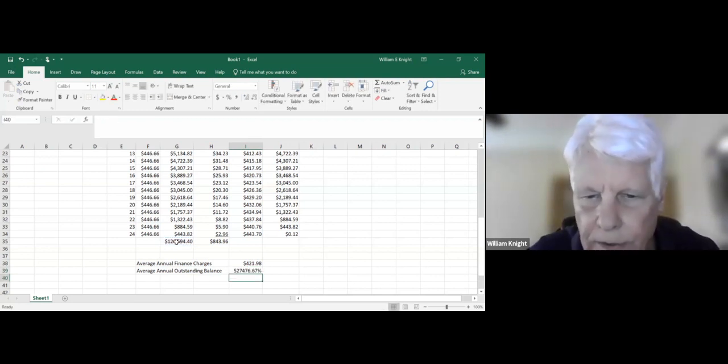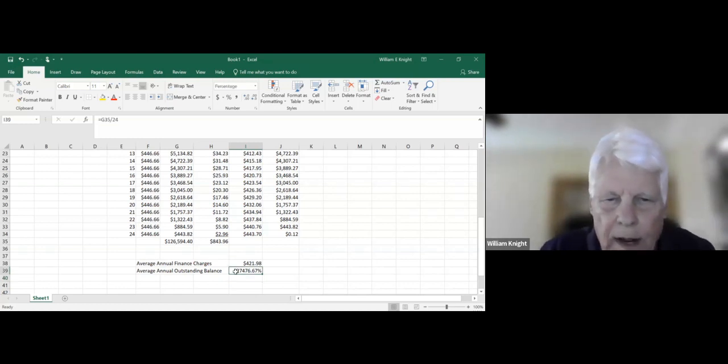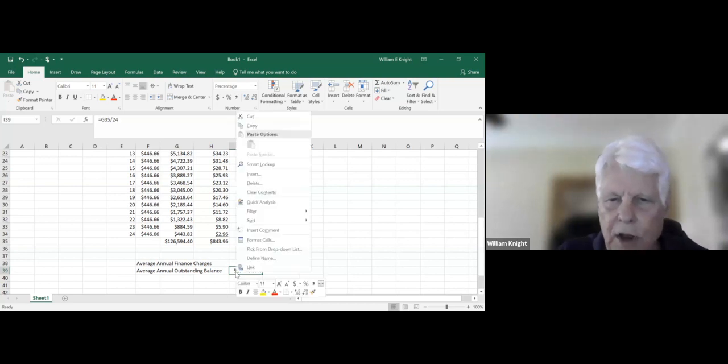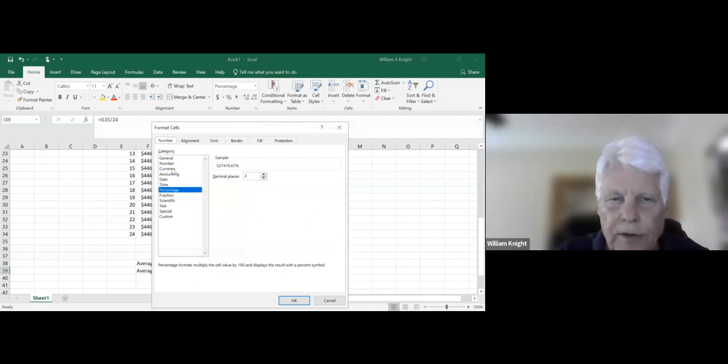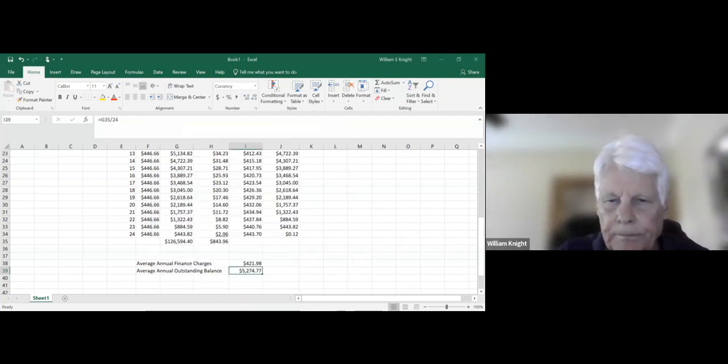Now, if you're confused on this, or you would like some mathematical proof of it, I'd be happy to provide it. If you thought about it deeply enough, it's quite easy. For some reason, Excel has expressed this as a percentage. Let's go and format the cell and turn it into currency. Okay, there it is.